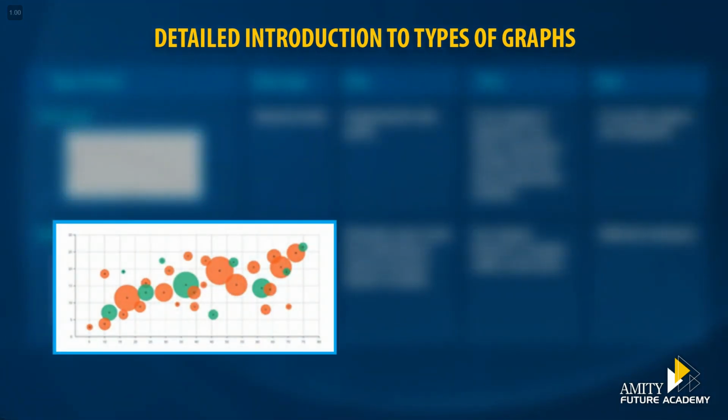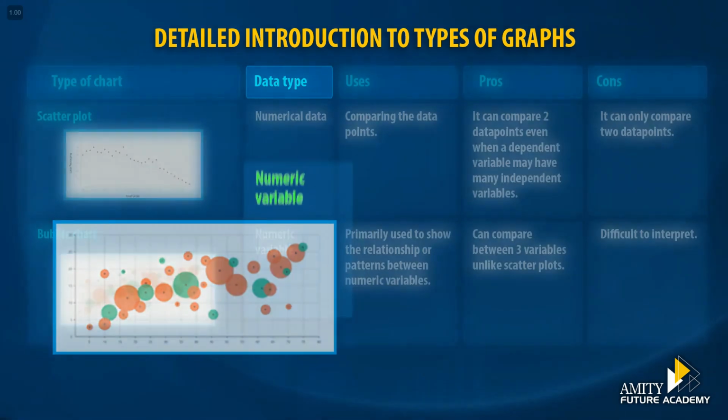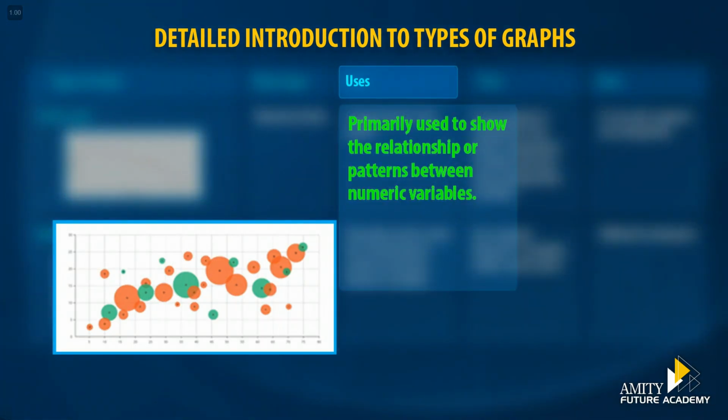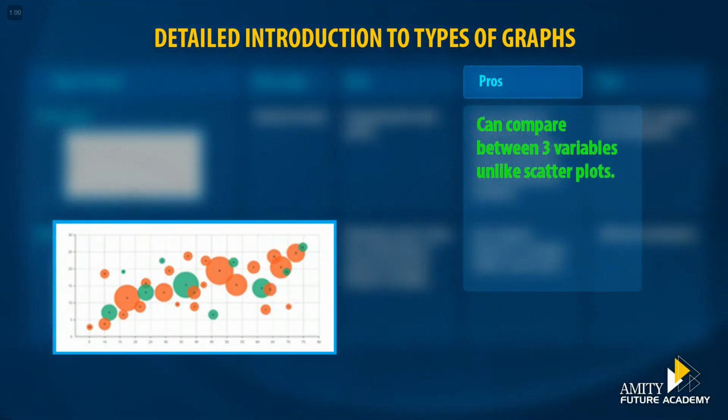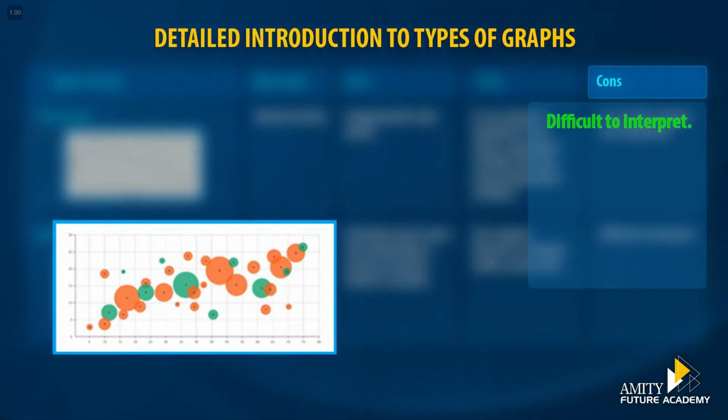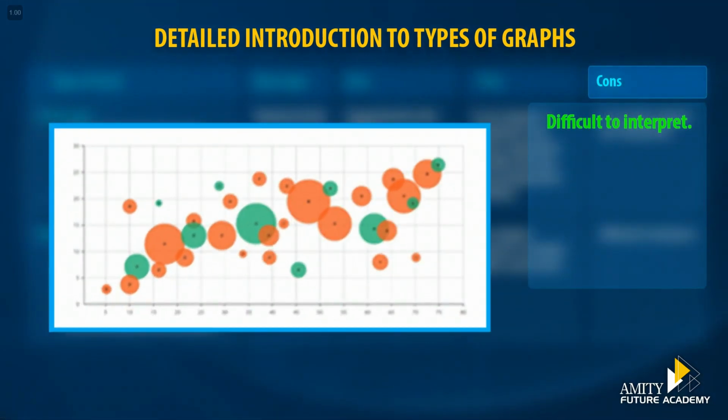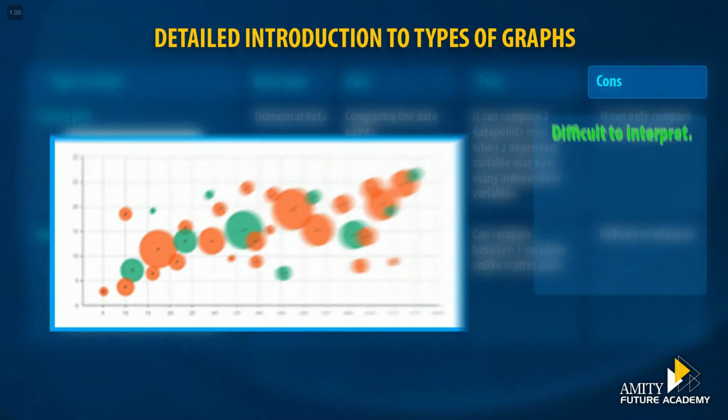A bubble chart also follows a numerical variable. It is basically points or bubbles plotted on a graph paper, as you can already see. It is primarily used to show the relationship or patterns between numeric variables. So when I want to see any kind of correlation between the various data points, in that case a bubble chart is preferred. It can compare three variables, unlike a scatter plot. I can add an additional variable into it and do the comparison. It is difficult to interpret. When you look at the bubble graph, I don't think interpretation is easy.